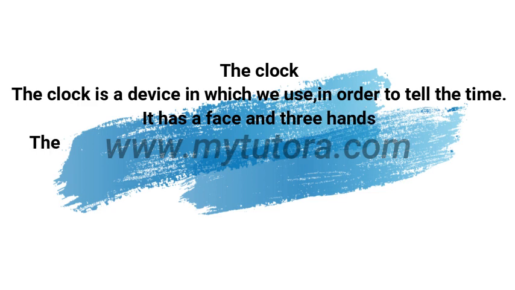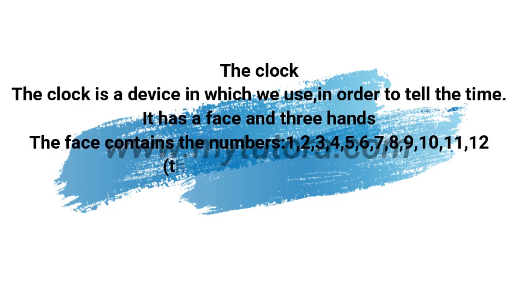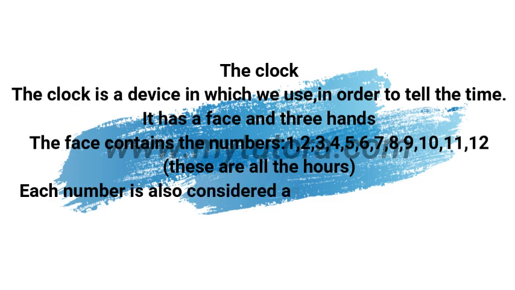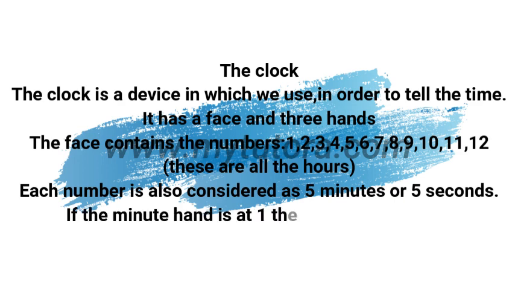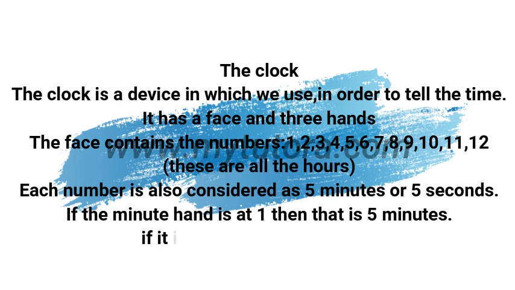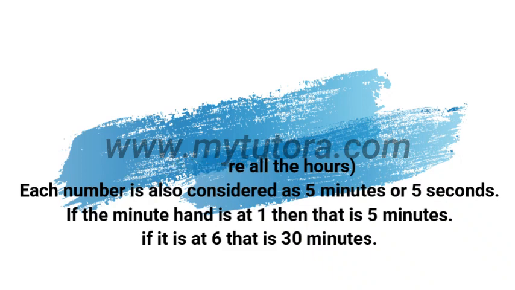It has a face and three hands. The face contains the numbers 1 to 12. These are all the hours. Each number is also considered as 5 minutes or 5 seconds. If the minute hand is at 1, then that is 5 minutes. If it is at 6, that is 30 minutes.